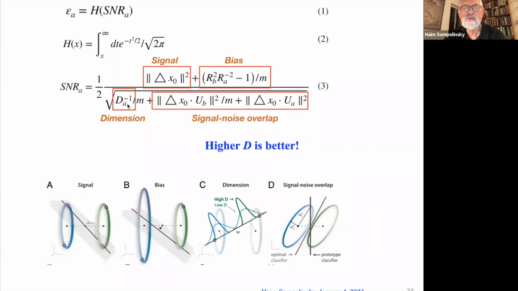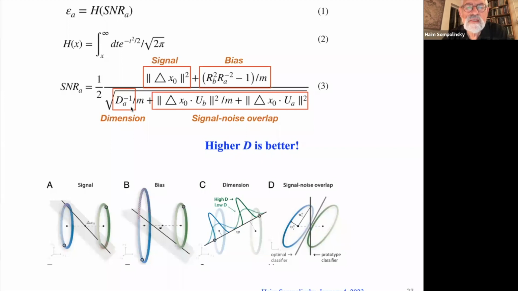So this is this term. This term has to do with signal to noise overlap, whether the span, the variability, is orthogonal to the decision direction. This is this term, and this is with B, this is with A. Okay, now I want to mention one point: you see many terms here divided by M, and M is the number of examples that you have for this task.